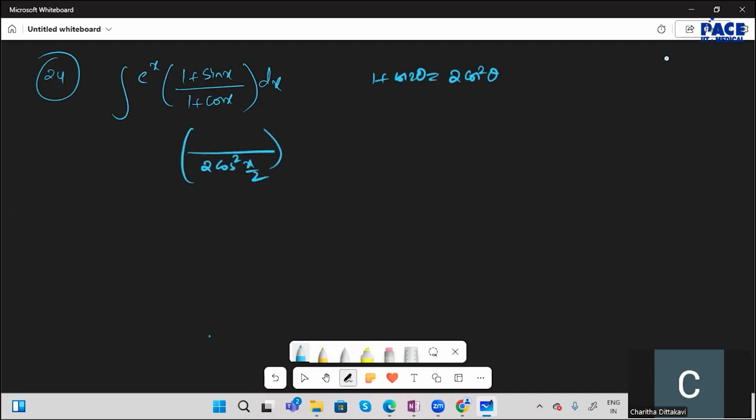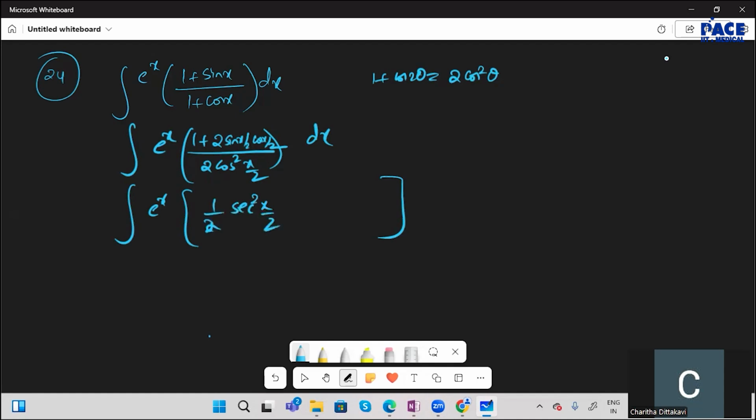Now, coming to 1 plus sine x. So how do you write this 1 plus sine x? So 1 plus sine x is nothing but 2 sine x by 2 cos x by 2, and with your e power x dx, right? And now e power x times, now what is it? Again, it's the same thing we can do here. So 1 by 2 secant square x by 2 plus 2, and 2 gets cancelled, 1 cos x by 2 gets cancelled, just like the previous question. That is your tan x by 2.